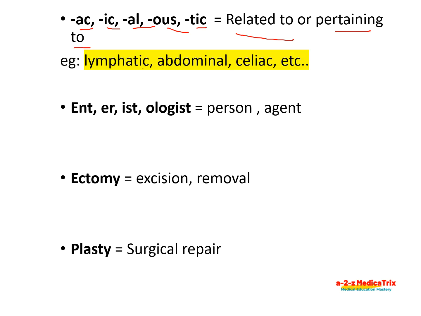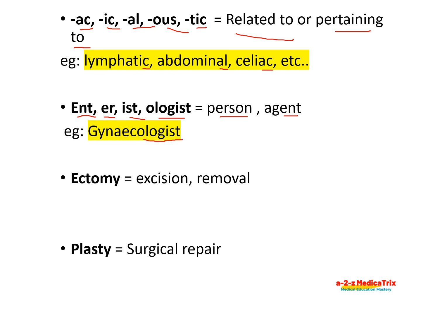Let's take examples. Lymphatic, here you see IC; abdominal, you see AL; celiac, you see AC. Like this, for example, lymphatic is related to lymph or lymph nodes. Next, any suffix ending with ENT or ER, IST, OLO, GIST, ologist is related to a person or agent. Let's take the example gynecologist. At the ending you can see ologist.